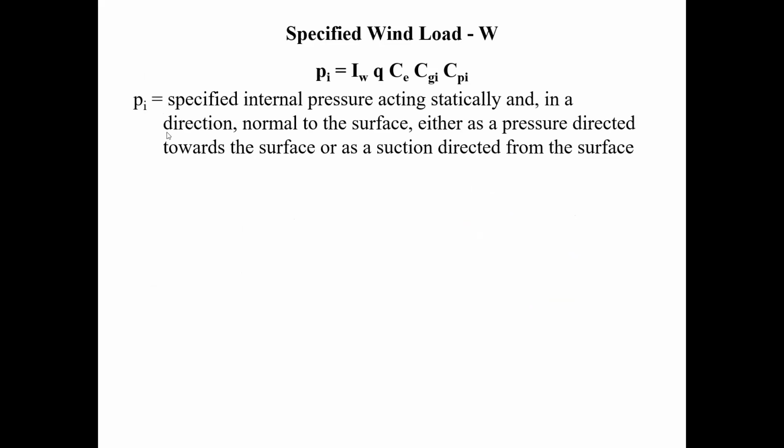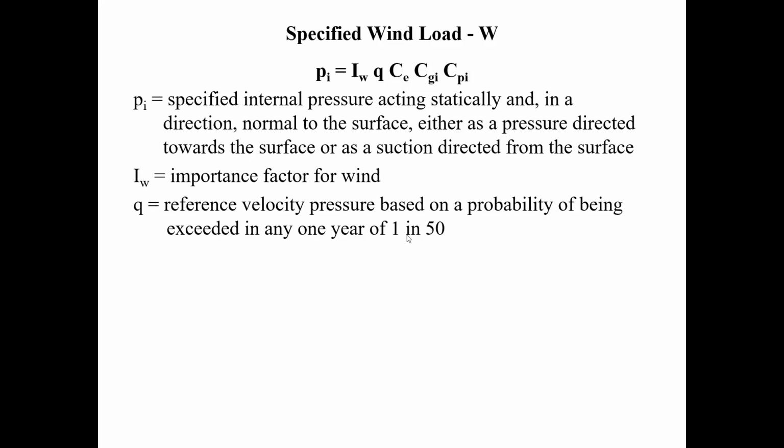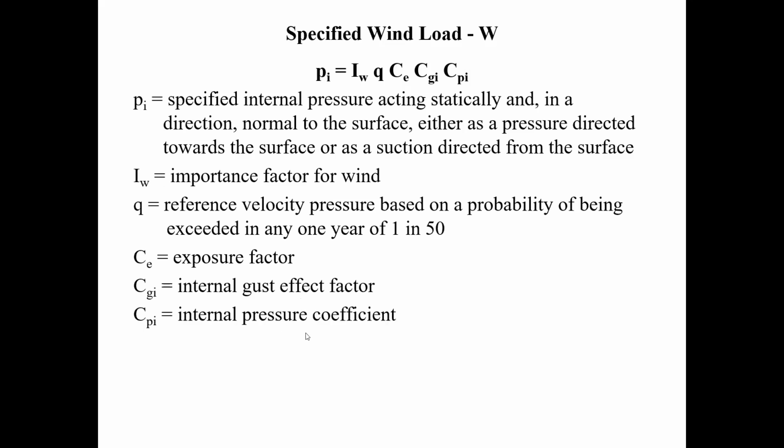Now, this is the internal one. The internal one is the same formula, except what changes is the internal gust factor and the internal pressure coefficient. Everything else stays the same. I means internal pressure. The importance factor stays the same, the reference value stays the same, the exposure factor stays the same. The only things that change are the internal gust factor and the internal pressure coefficient. And don't worry, I will give you these values, because they come right out of the supplement to the National Building Code, and I will provide those for you.